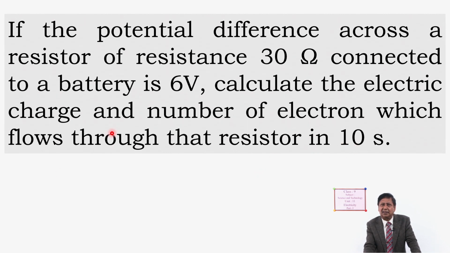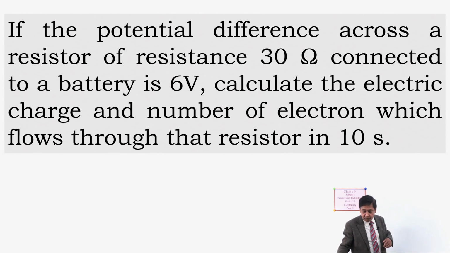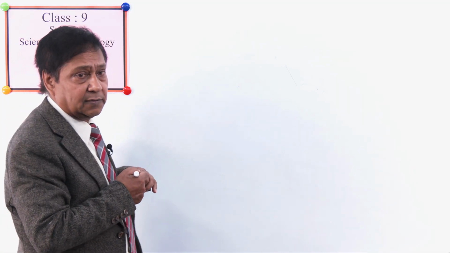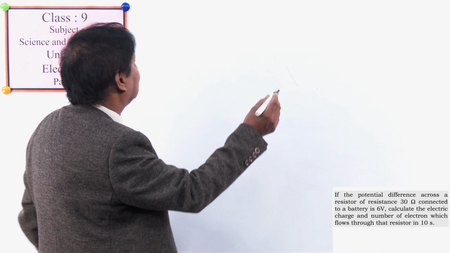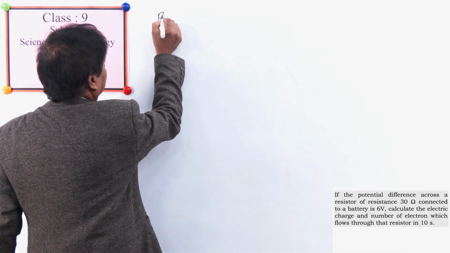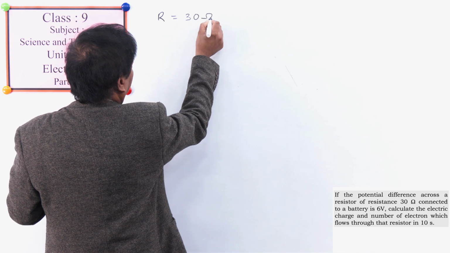Look at this question. While reading the question, someone can say that this is difficult, but actually when we write the information given in the question, then it becomes very easy for us. Okay, I'm going to write the information given in this numerical problem. What is given first? Potential difference across a resistor of resistance 30 ohm. Resistance is given, R equal to 30 ohm.